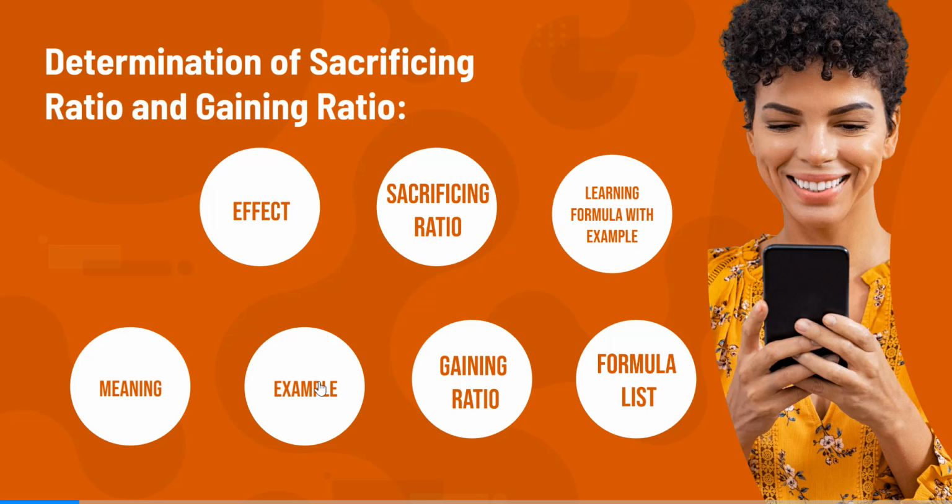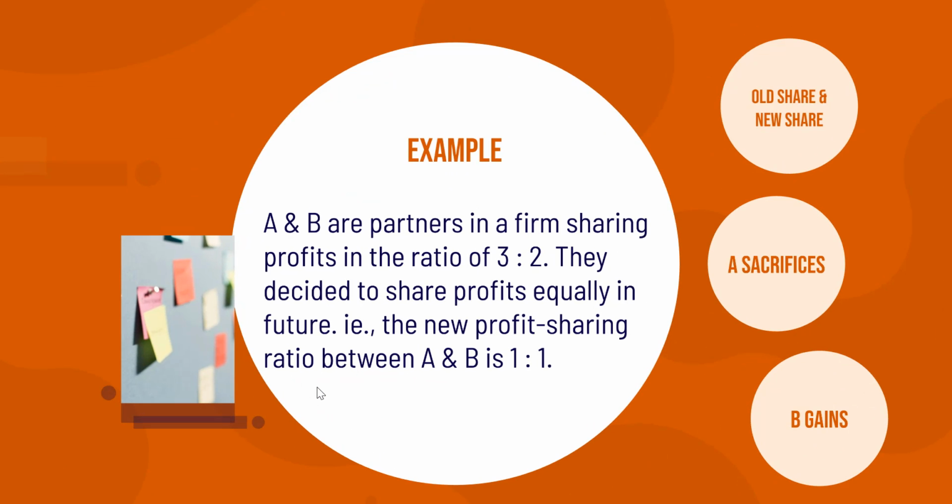Let's see this by means of an example. Let's say A and B are partners in a firm sharing profits in the ratio of 3:2. Now they decide to share profits equally in future. That is, they decide that the new profit sharing ratio between both of them will be 1:1. So as per this example, the old profit sharing ratio is 3:2 and the new profit sharing ratio is 1:1.